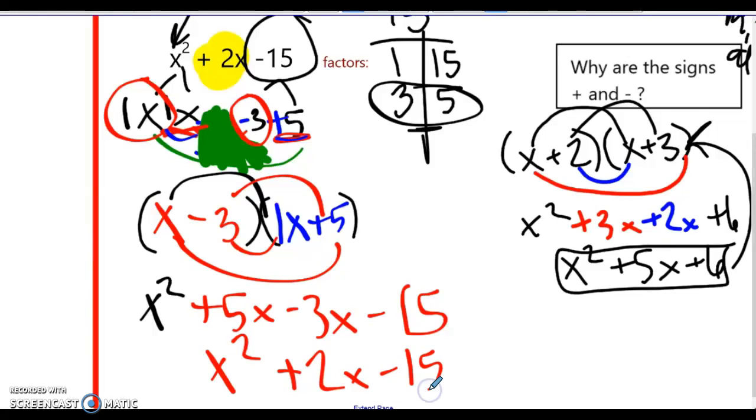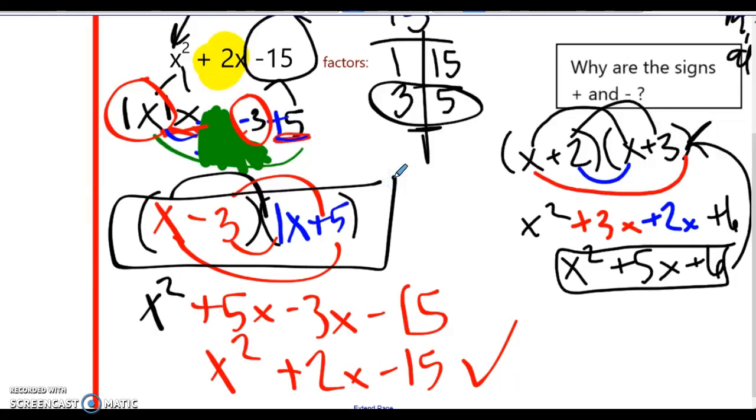Is that where I started? Check. So what's my solution? My solution is right here: x minus 3 times x plus 5.